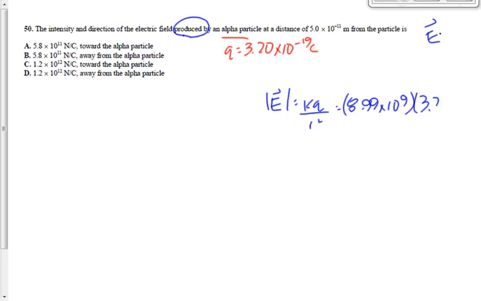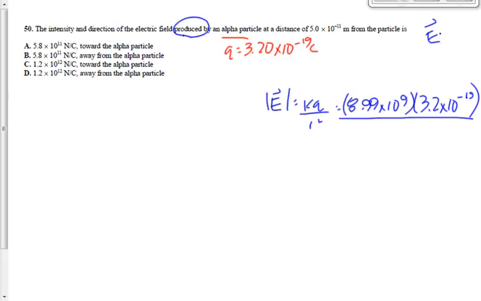Where do we get that charge, by the way? 3.2 times 10 to the minus 19. Where do we find that? The easy answer is on your data sheet, right? But on your data sheet, when I look up the charge of an alpha particle, it says 2e. How do we interpret that as 3.2 times 10 to the minus 19? Right. It's 2 times the elementary charge, which makes it 3.2 times 10 to the minus 19.